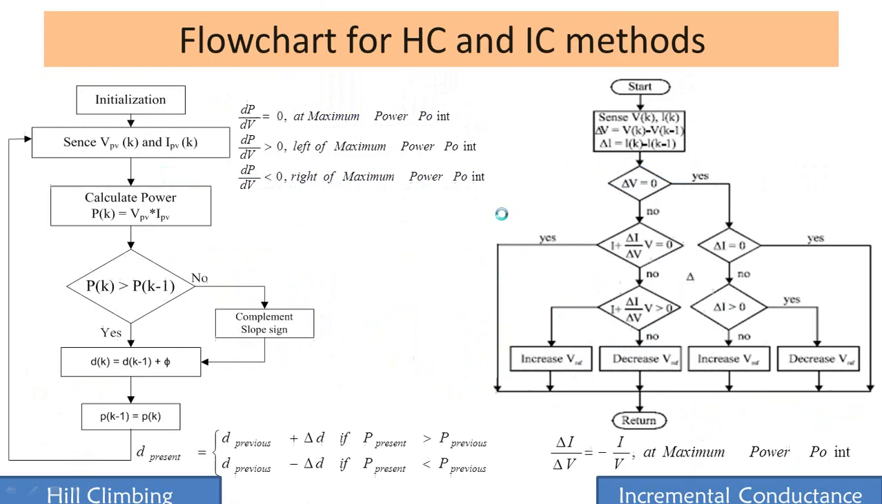Now I will come back to the incremental conductance algorithm part. This algorithm part is very simple. We have derived three fundamental conditions based on dP by dV. The first is dP by dV equal to 0. What is the second condition? dP by dV greater than minus I by V, and the other portion, dP by dV less than minus I by V. These are all the three conditions that we have considered.